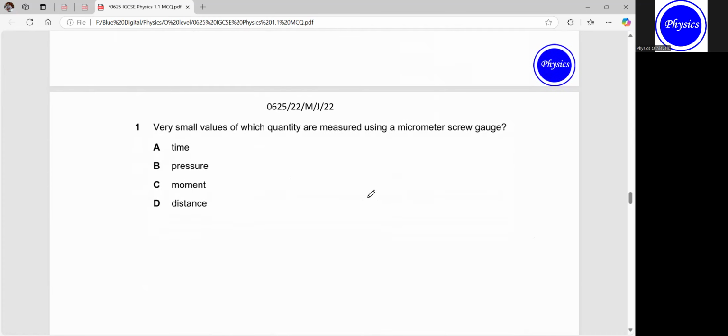Very small values of which quantities are measured using a micrometer screw gauge? Of course, it's distance. A micrometer screw gauge is used to measure small distances, like the thickness of your hair or the diameter of a thin wire. They all come under length. Thickness, diameter, they all come under length or distance. So distance. It's not for time, pressure, or moment. These three are wrong.